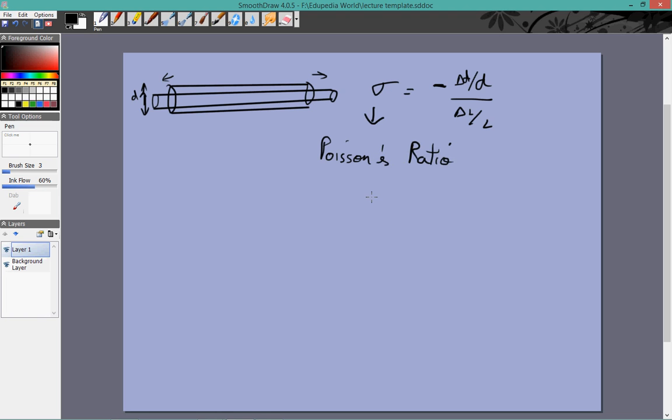So Poisson's ratio, bulk modulus, Young modulus, shear modulus, all of these are properties of materials, right? They might depend on temperature and other things, but they do not depend on how much you extend the body, right?